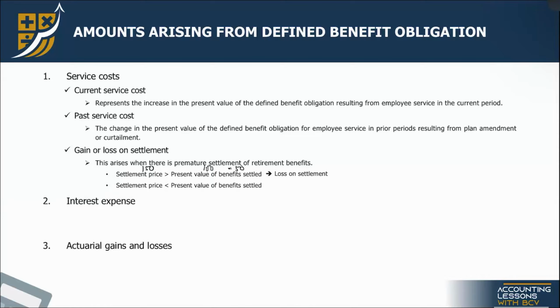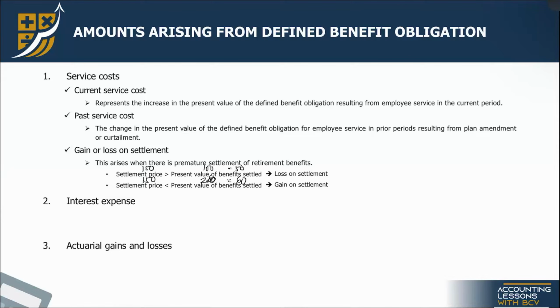So let's say the settlement price is 150, but the present value of benefits settled is, let's say, 210 na lang. Yan, 210. What do you call the difference of 60 pesos? Since the benefit of that employee is 210 but you only paid 150, then ibig sabihin ay nakatipid ka. That's why for the second case, the result is gain on settlement naman.